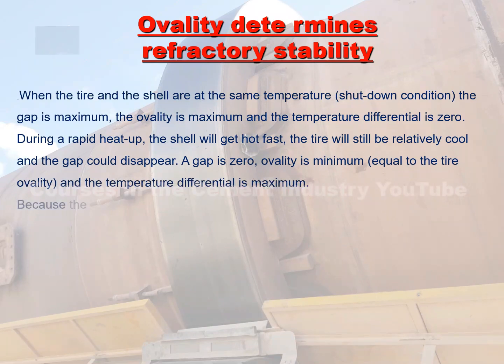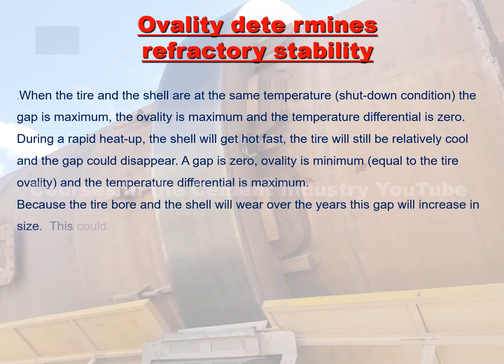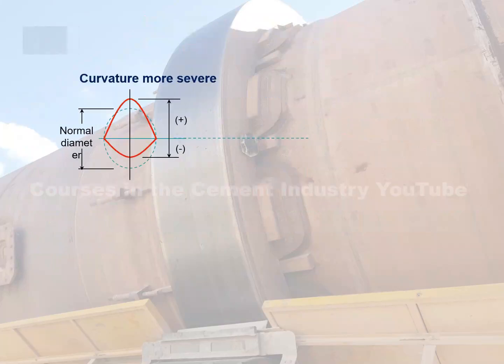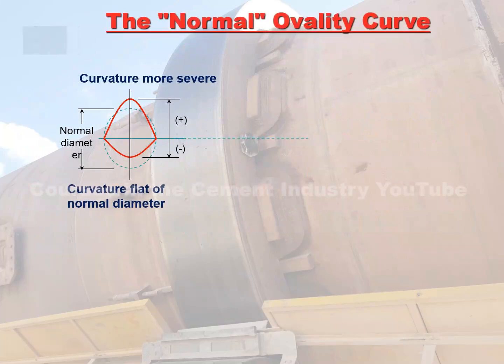Because the tire bore and the shell will wear over the years, this gap will increase in size. This could become dangerous for the refractory because of the increased ovality that results. These figures illustrate the normal ovality curve.